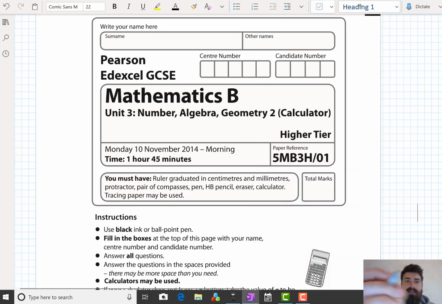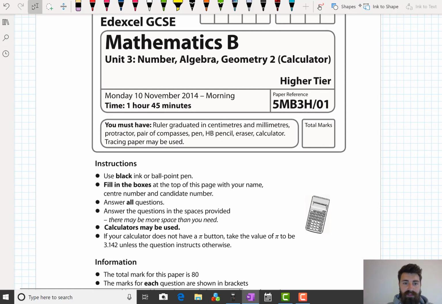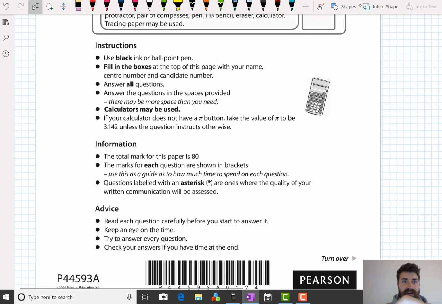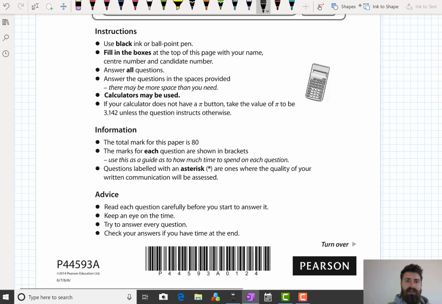So, write your name here. That pen is horrible. Let's try a little bit of a blue. Okay, so 1 hour 45. What things can we have? We can have compasses. Yep, all good. Use the pi button. 80 marks. Hopefully we get all 80. Fingers crossed. We'll use a black pen just because they say please use black ink.